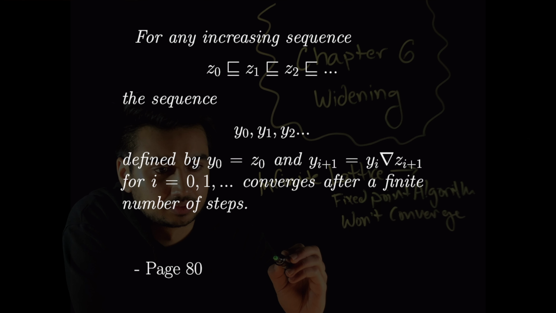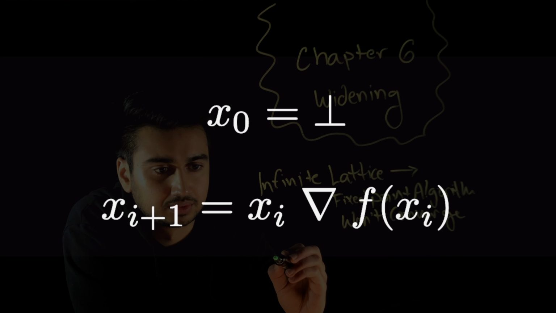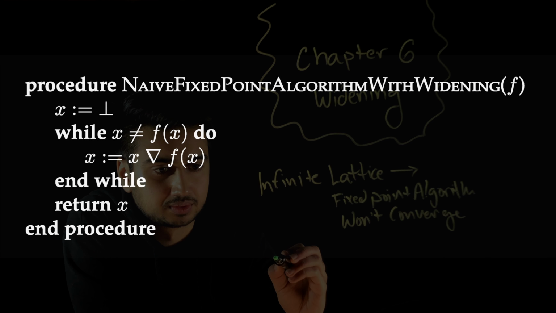Therefore, we know we can approximate fixed points of a function f by computing this sequence. We start at the bottom, and each successive element is the previous element, del f, of that element. Eventually, you'll have that x sub I equals x sub I plus 1. So our algorithm for computing fixed points as a whole will be the following.